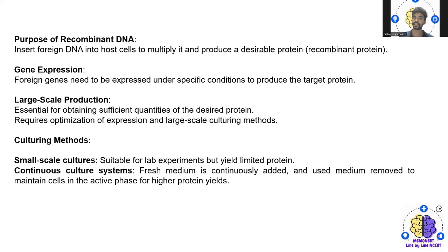So what is the purpose of the recombinant DNA here? Insert foreign DNA into the host cell to multiply it and produce the desirable proteins. Then gene expression: the foreign gene has to be expressed under specific conditions to produce the target protein. Then large scale production is also there, essential for obtaining sufficient quantities of the desired protein, and it requires optimization of the expression and large scale culturing methods.